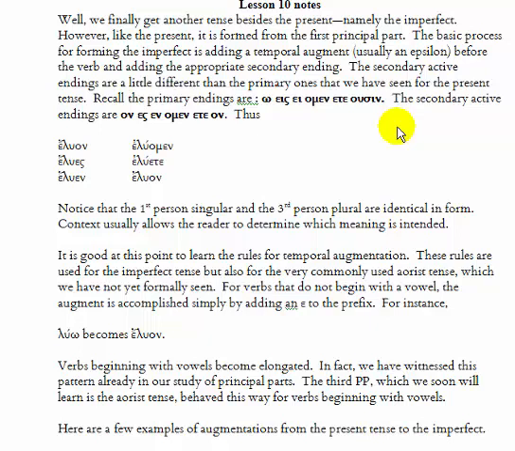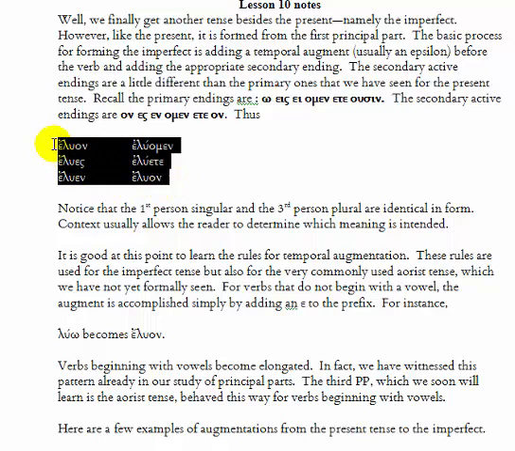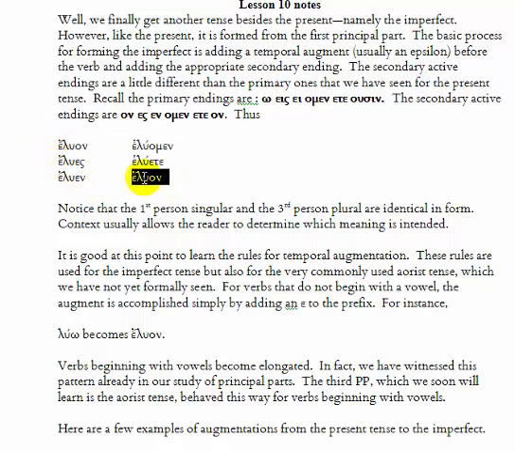Okay. Now, the first thing you want to do is learn these endings. Just as we learned endings for the present tense, we also want to learn similar endings for the imperfect. And we can see how this works here. We have these endings which are now affixed to the form of luo, which makes it an imperfect.